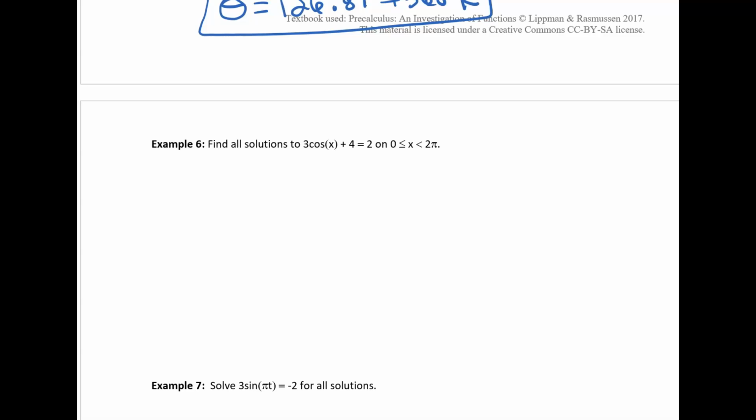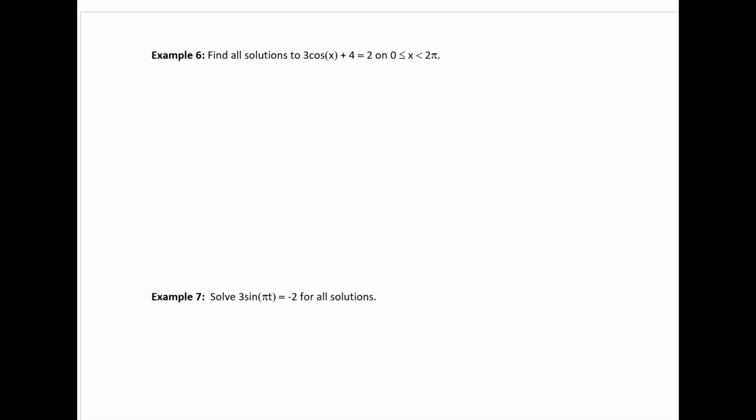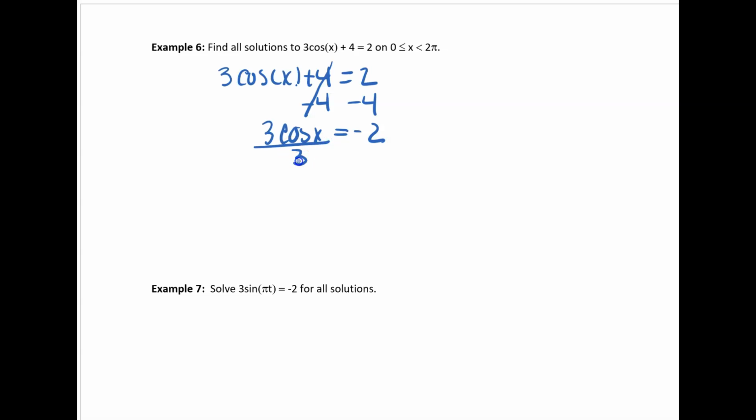Two more. It says find all the solutions to 3 cosine x plus 4 equal to 2 on the interval from 0 to 2 pi. Let's look at this and see what we can do. So we have the equation 3 cosine of x plus 4 equal to 2. Let's isolate that cosine. So minus 4. So it gives me 3 cosine x equal to -2, divide by 3. And I have cosine x equal to -2/3.